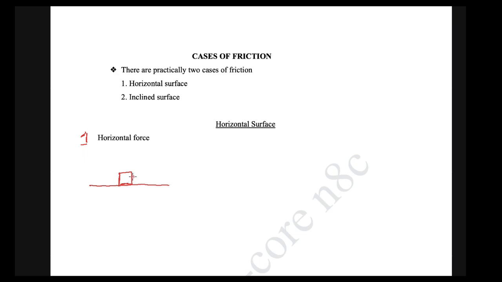Now let's say you apply a force to move this object horizontally. Let's say this is the force. Because friction opposes motion, frictional force is going to act in the opposite direction.